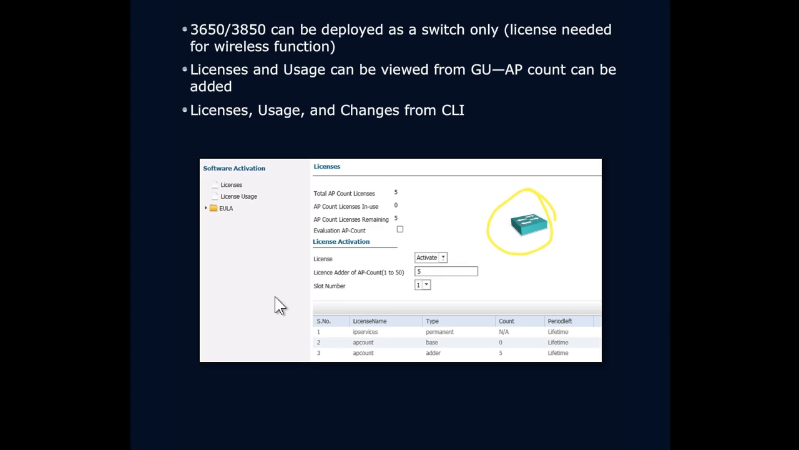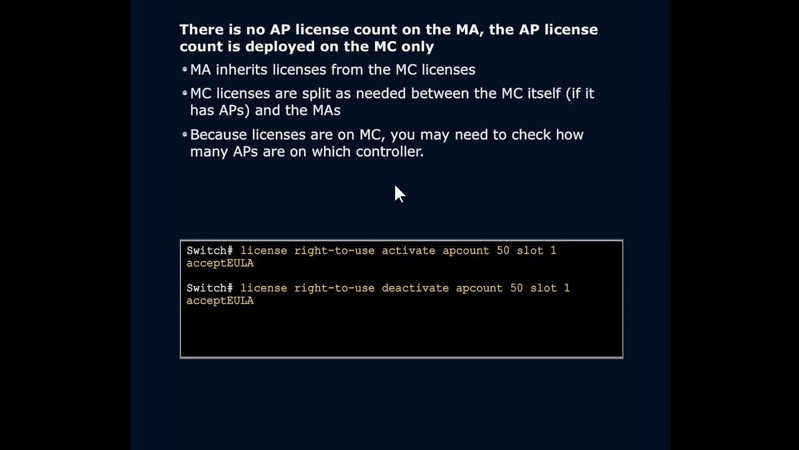So you can see that we can view in software activation in our administration section our licenses that are associated with this device. We can see the number of access point licenses, the number that are currently in use, how many access points are connected. We can activate licenses. And you'll see that we have different types of licenses and their counts that are associated with this. All right, so we can manage that through the GUI and observe that, and we can add additional licenses here if necessary. And of course, we can do that in the CLI.